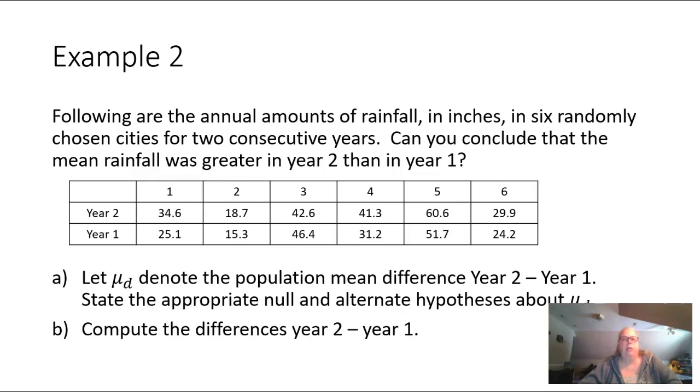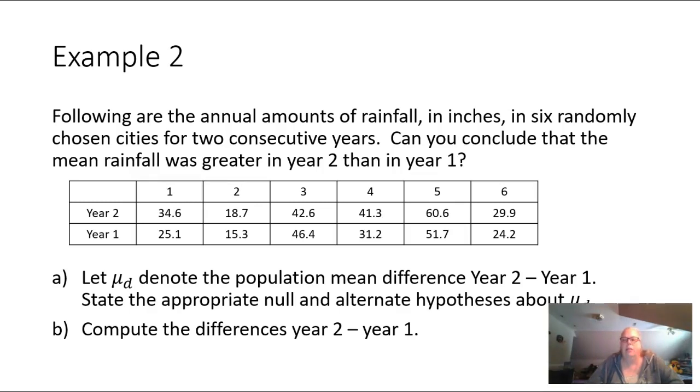Example 2, following are the annual amounts of rainfall in inches in 6 randomly chosen cities for 2 consecutive years. Can you conclude that the mean rainfall was greater in year 2 than in year 1? Part A, let mu sub d, this is the mean of the differences, denote the population mean difference year 2 minus year 1. State the appropriate null and alternate hypotheses about mu d.